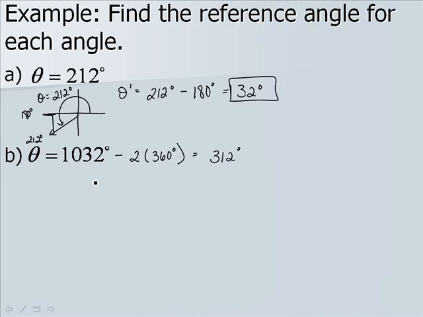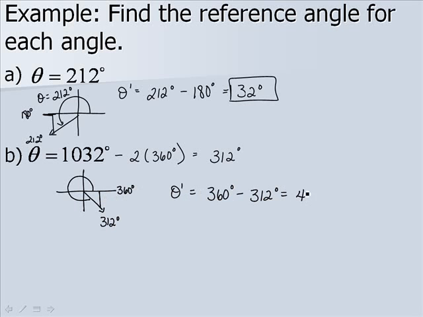So now we can draw our angle, and we see that the terminal side will be in quadrant 4 for 312 degrees, and so our reference angle will be here. So what we have then, this side is 360, and to find this we're going to take 360 degrees minus 312 degrees, and we end up with 48 degrees for our reference angle.